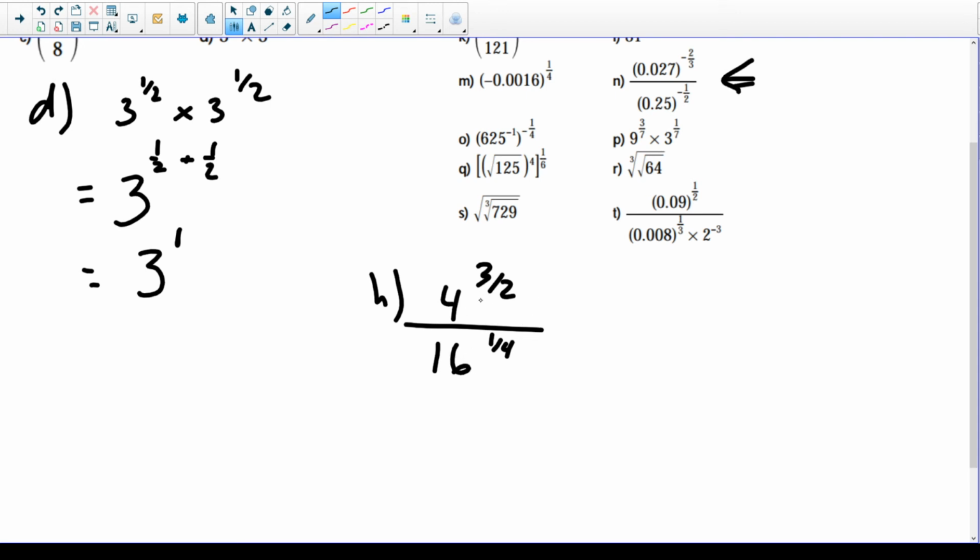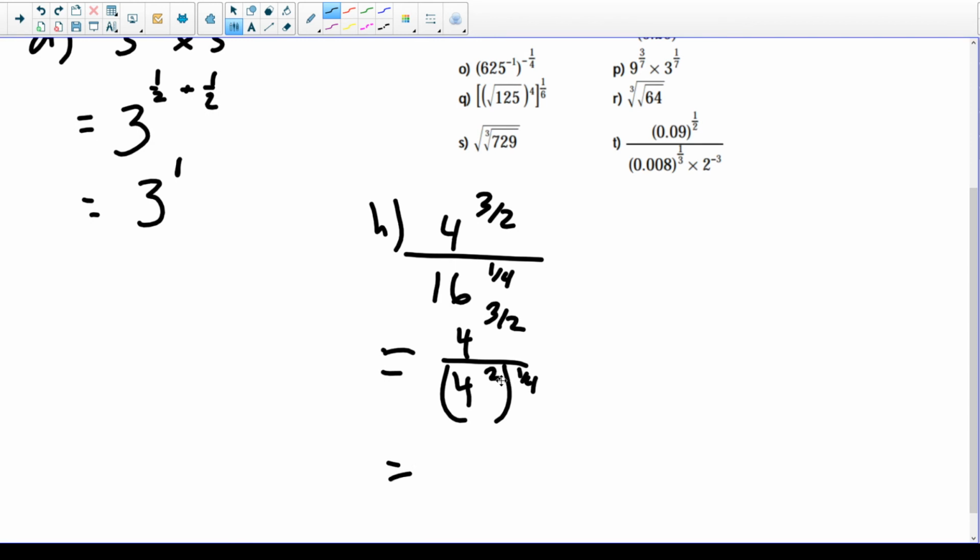So 4 to the 3 halves divided by 16 to the 1/4, you can't combine bases that aren't the same. But in our exponential unit, we kind of can use techniques from that unit to help us out here. Is there a way to write 16 as a base of 4? I'm going to write it out the long way here so you can see what I'm doing. So I took 16 and I turned it into 4 to the 2.